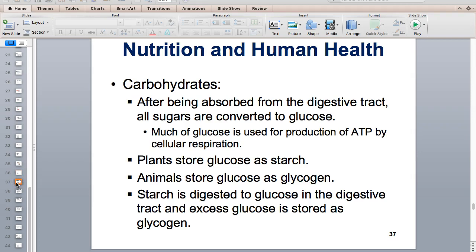What happens in terms of digestion, if you're talking about carbohydrates? It says after being absorbed from the digestive tract, all sugars are converted into glucose. Yeah, they have to be broken down into glucose. And then that glucose can be used for production of ATP by cellular respiration. If all of that glucose doesn't need to be used, and that's usually the case, it gets stored as glycogen in animals. Remember, this gets stored in the liver, and in plants, they will store glucose as starch, okay?